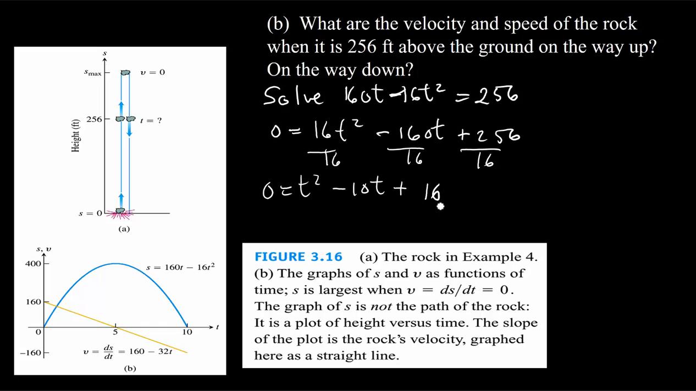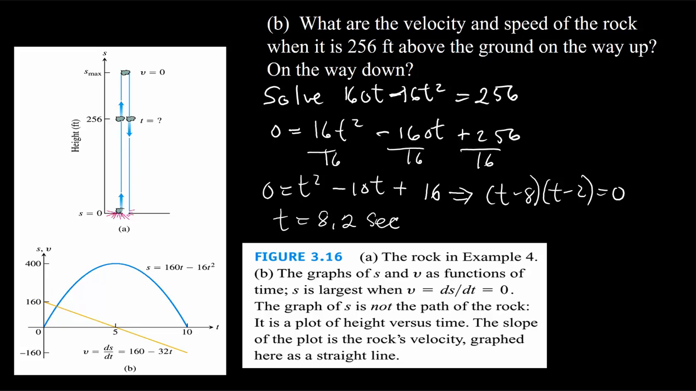So what are the factors of 16 that make up 10? That will tell us that if we factor, we get t minus 8 and t minus 2 equal to 0. Therefore, t is equal to 8 and 2 seconds. So obviously at t equal to 2, that's when it reached 256, then went up and reached 400 feet, and then came back down at t equal to 8 seconds. There it's back again to that 256 distance from the ground, and then back to the ground.